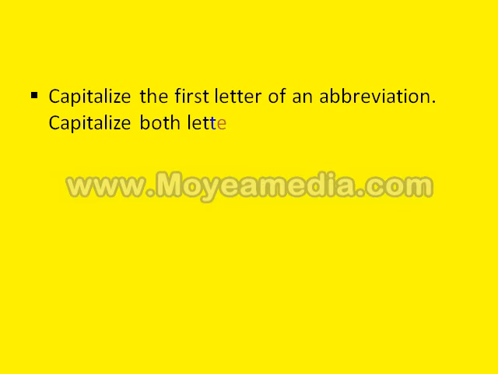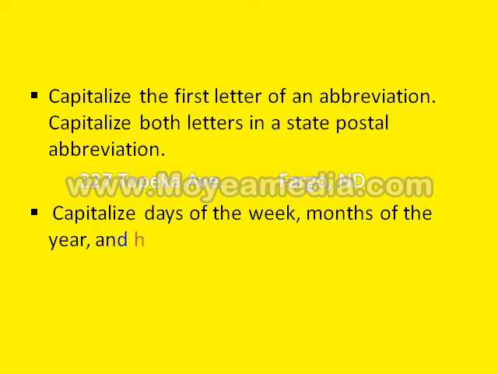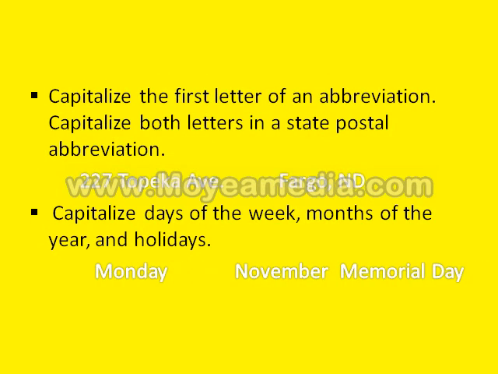Okay, girls, let's keep moving. Always remember to capitalize the first letter of an abbreviation. Capitalize both letters in a state postal abbreviation. Example, 227 Topeka Avenue. Avenue is the abbreviated word. So we capitalize A and followed by a period at the end of E. Fargo, ND. ND is the state postal abbreviation. Capitalize days of the week, months of the year, and holidays. See, we capitalize M for Monday, N for November, and MD for Memorial Holiday.